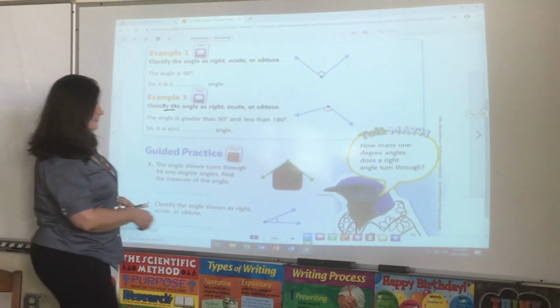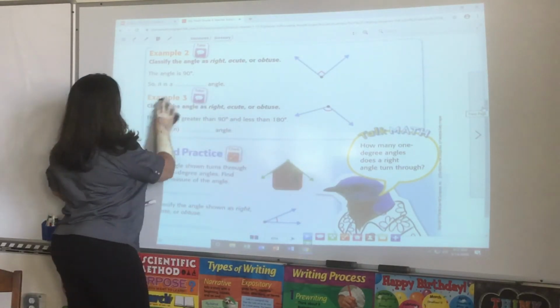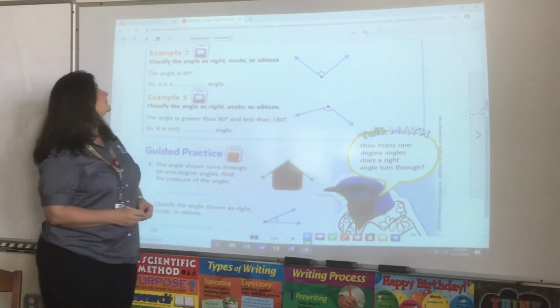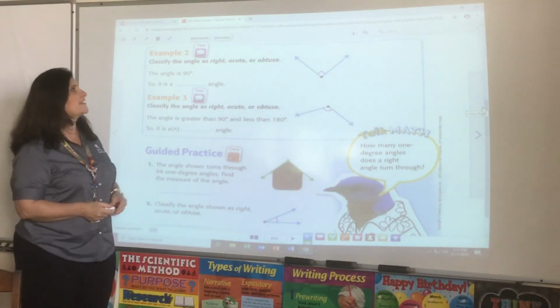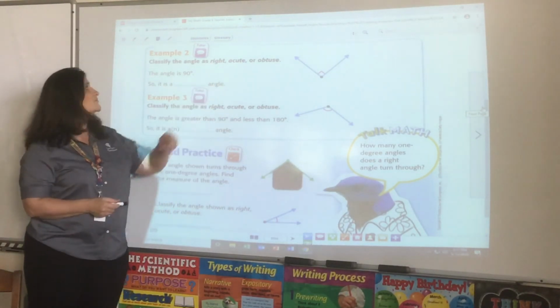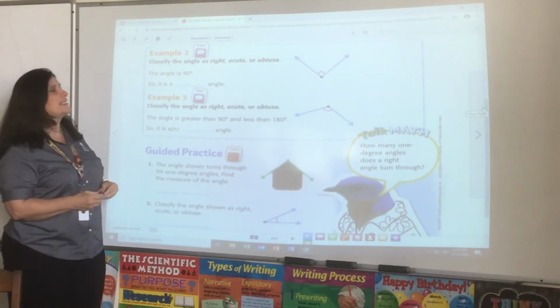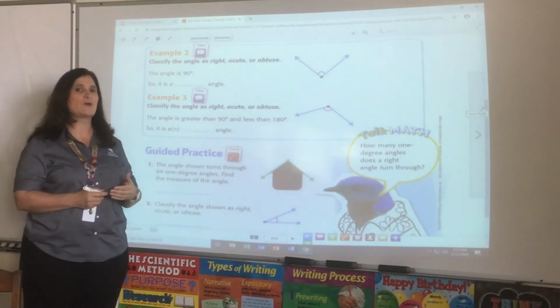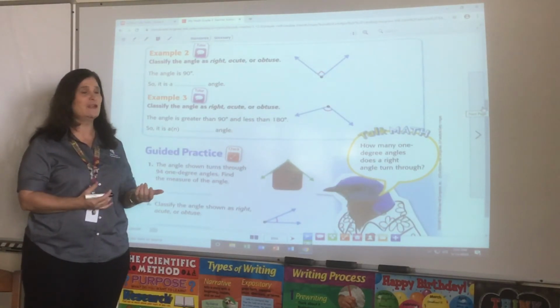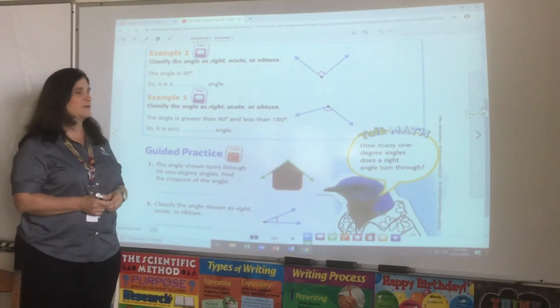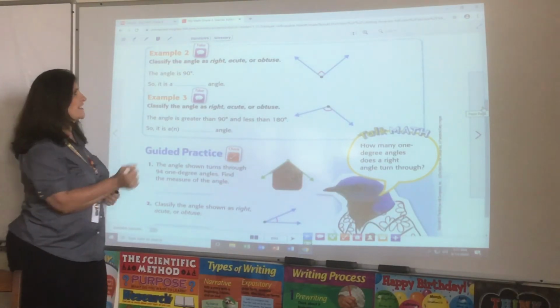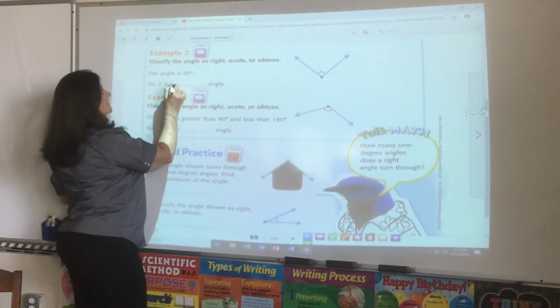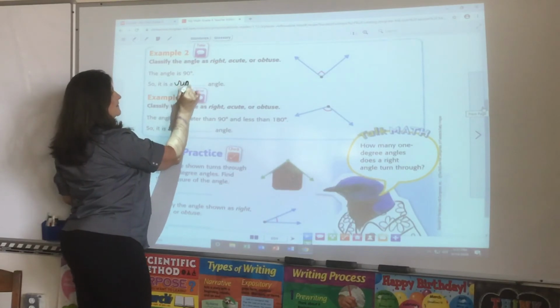Okay, let me erase this. Example 2. Classify the angle as right, acute, or obtuse. So the angle is 90 degrees. Now this is where knowing the definition of the angles will help you. Okay, it's 90 degrees. So yes, we see that square. It is a right angle.